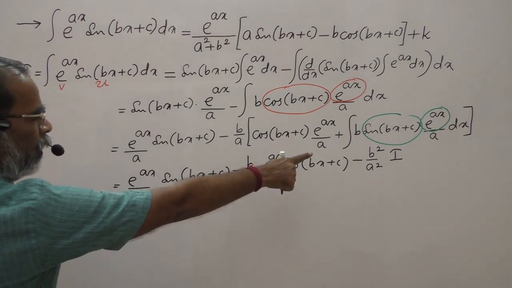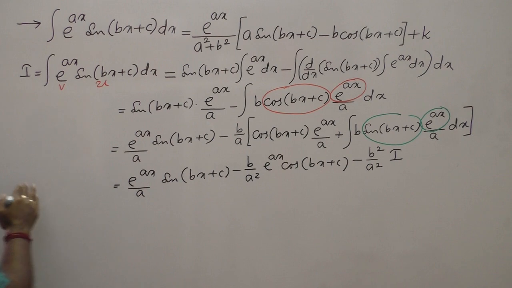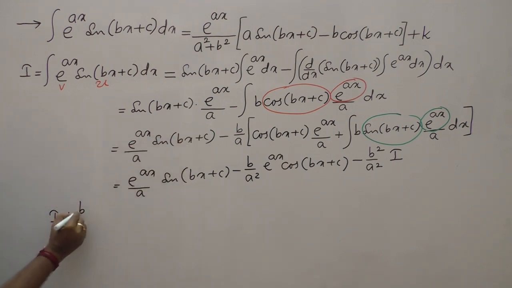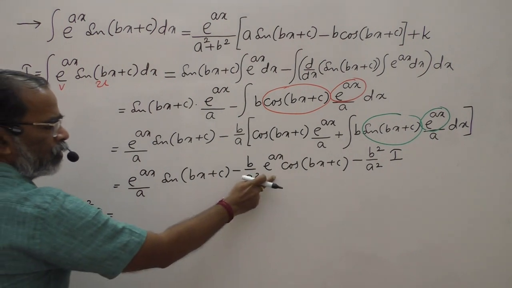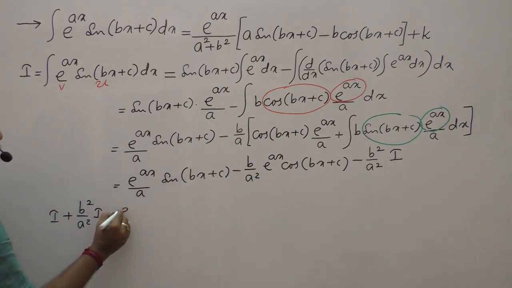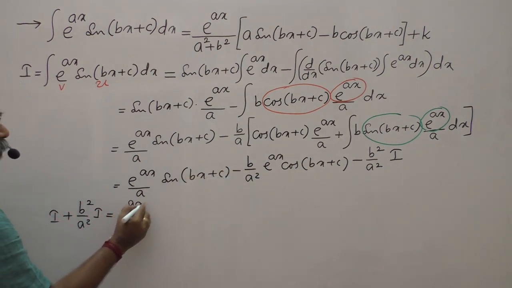So that I term is negative, no? I will write it on the left side. What is there here? Left side I is there. We are writing that on the left side. It is b square by a square into I. Now what is there? These two terms are there, no? So I will take e power ax common.